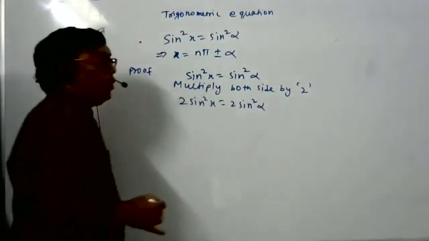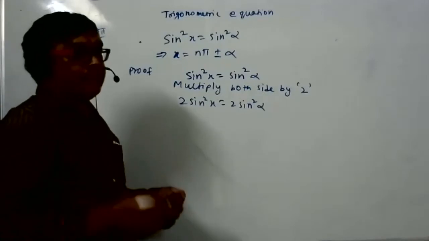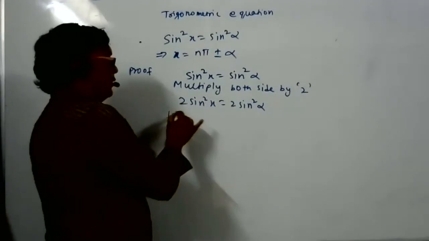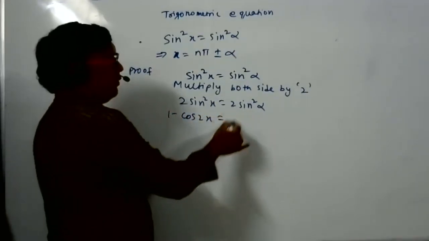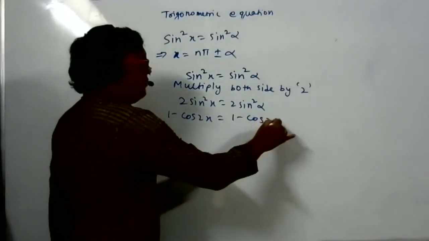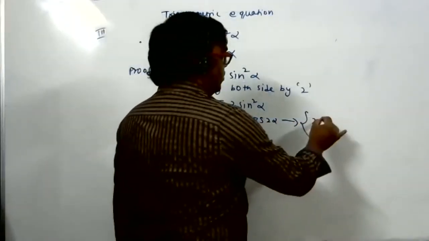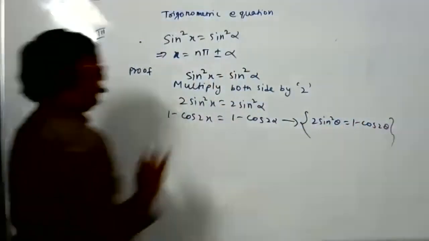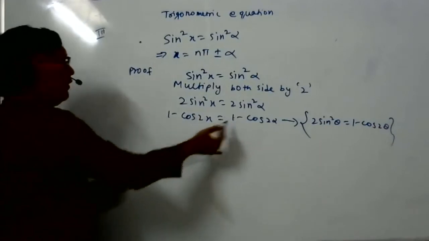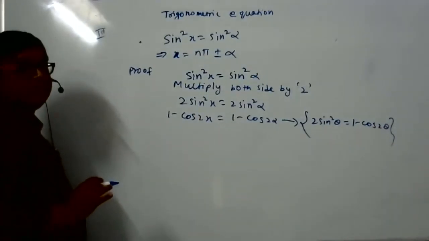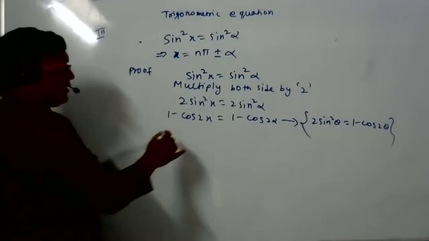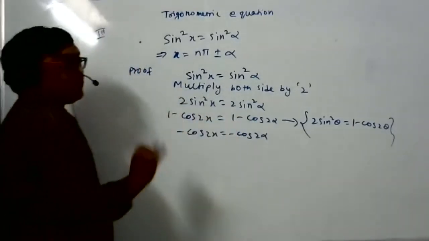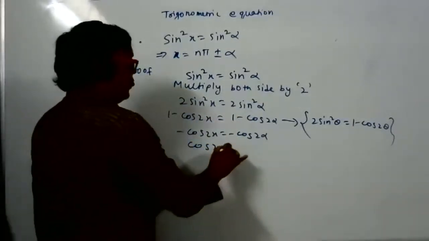In trigonometry, I told you there's one very important formula which is used so many times. Anybody remember? 2 sine square x formula is 1 minus cos 2x. Same way here, 1 minus cos. Very much used formula this is. So many times it is used. 2 sine square theta is 1 minus cos 2 theta. This formula I am using here. Anybody has a problem? What will happen to 1 and 1? It will cancel. So minus cos 2x is equal to minus cos 2 alpha. Minus minus also cancel. Cos 2x is equal to cos 2 alpha.